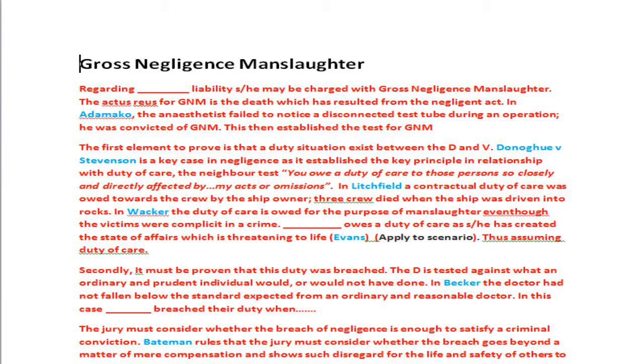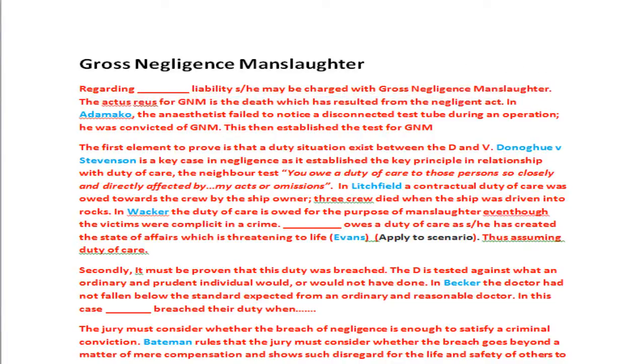Regarding wherever you see the lines, this is where you put the defendant's name in the scenario. Okay. So regarding liability, she or he may be charged with gross negligence manslaughter. The actus reus of GNM is the death which has resulted from the negligent act. Simple definition: actus reus.